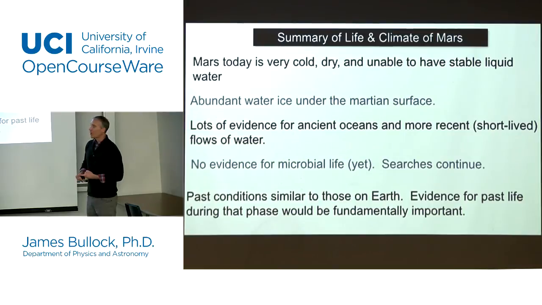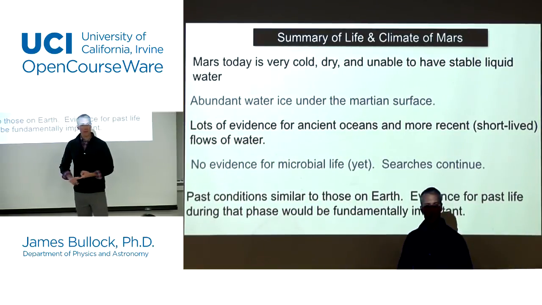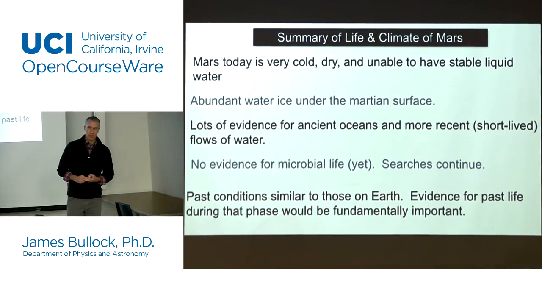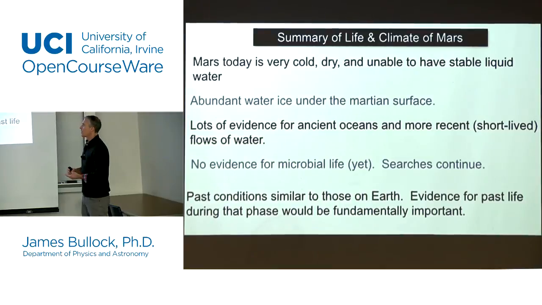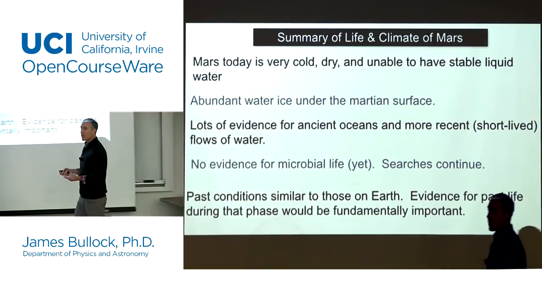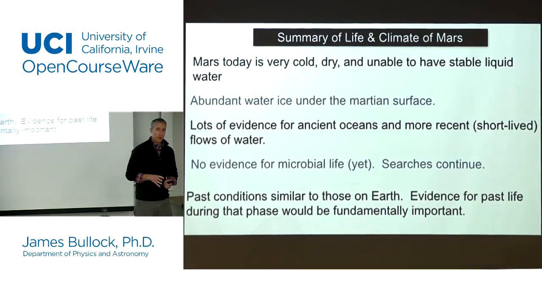However, there is abundant water ice under the surface of Mars. So maybe under the surface of Mars, there might be some form of life that might be able to exist in those conditions. There's a lot of evidence for ancient oceans and flowing water on the surface of Mars, and even more recent, short-lived flows of water on the surface of Mars.